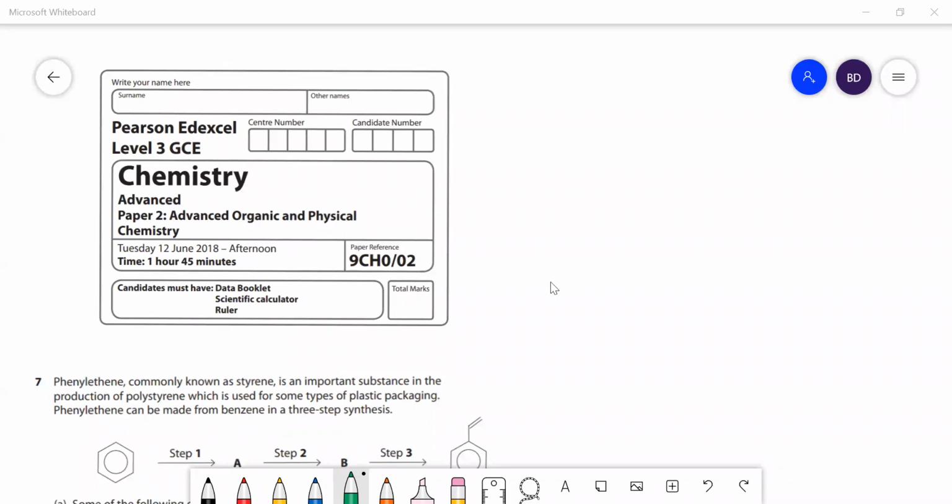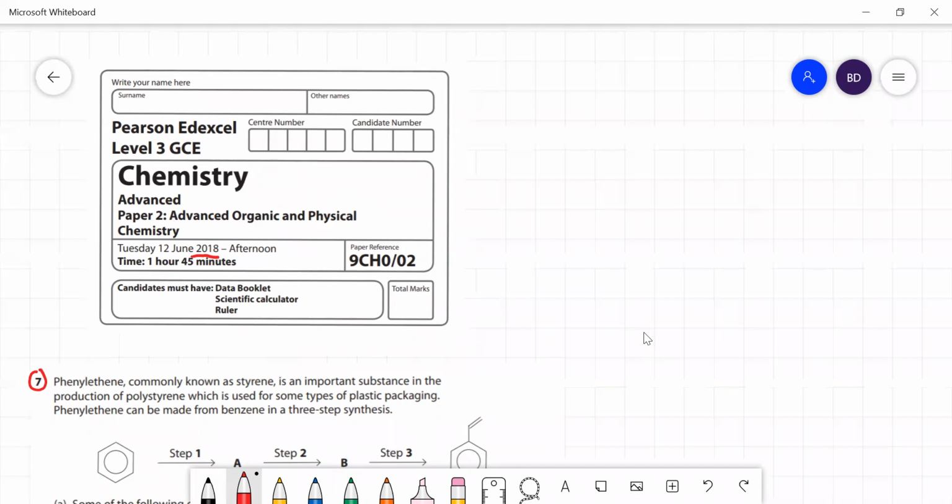In this video, I'm going to go through A-level Chemistry Paper 2 Edexcel from 2018. This is the second half of the paper. I'm starting off on question 7. I covered the first half of the paper in an earlier video.